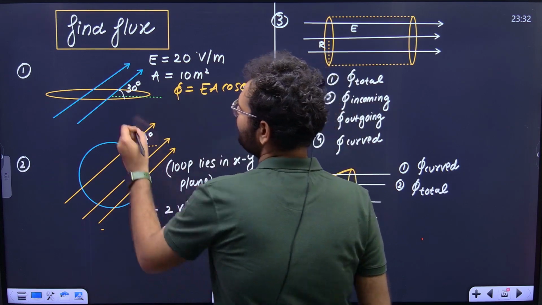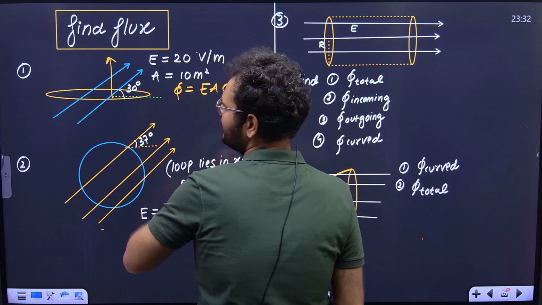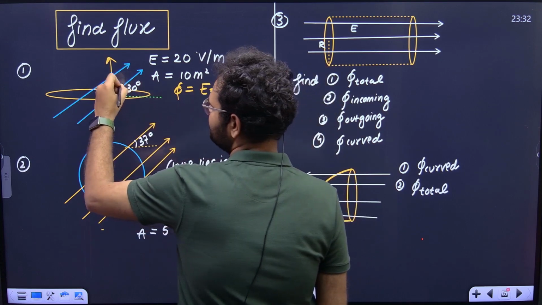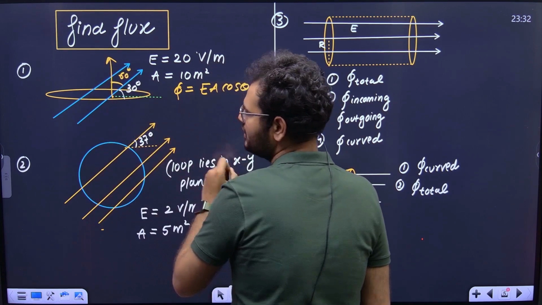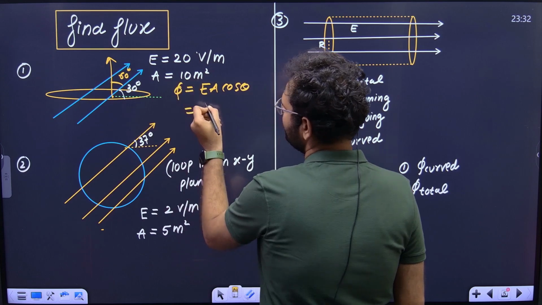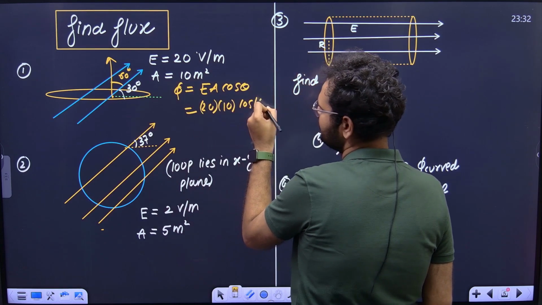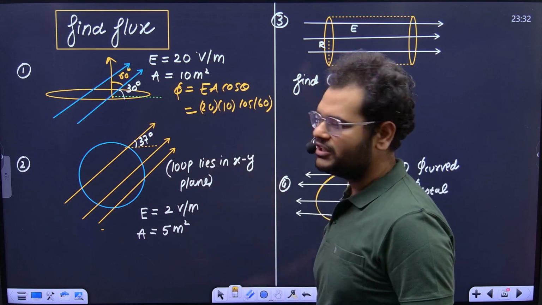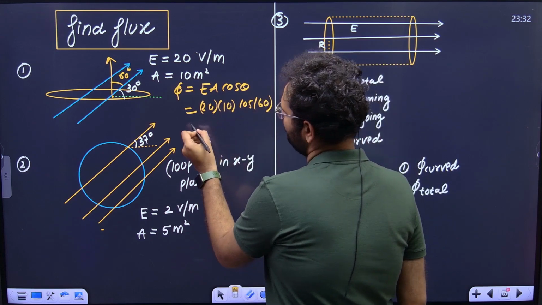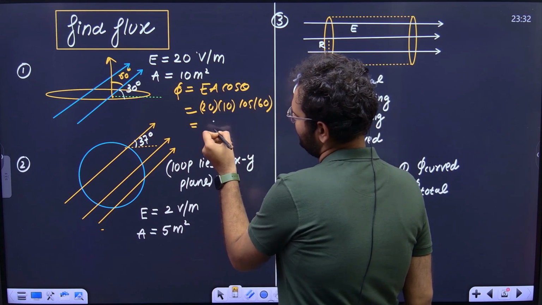Angle between area vector and field line. Where is the area vector? This is our area vector. So what is this angle? This is 60 degree. Are you getting it? So simply substitute here. What is E? Sir, 20, 10 cos 60. Whatever is the answer. Okay, so 200 and 1 by 2. How much is it? 100.